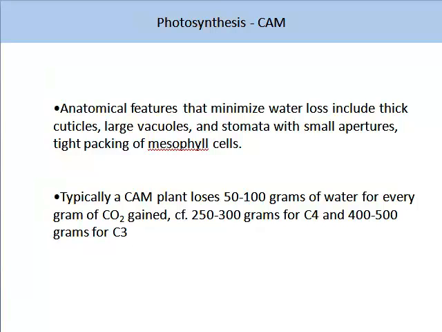It is the anatomical features that minimize water loss in CAM plants that include thick cuticles, large vacuoles, and stomata with small apertures. This allows tight packing of mesophyll cells. Typically, a CAM plant loses 50 to 100 grams of water for every gram of carbon dioxide it gains. This is approximately 250 to 300 grams for the C4 plants, and 400 to 500 grams for the C3 plant.